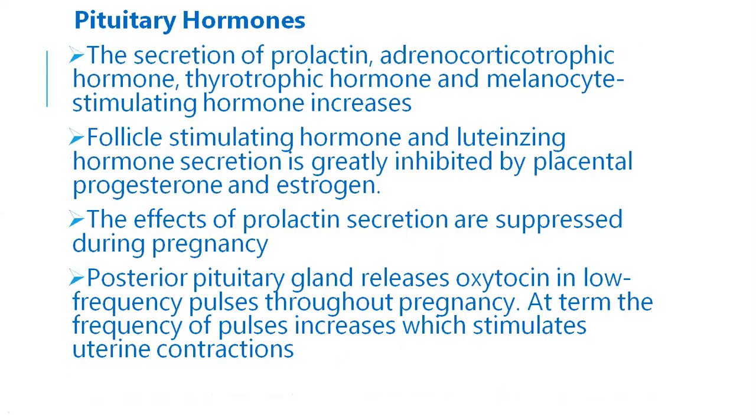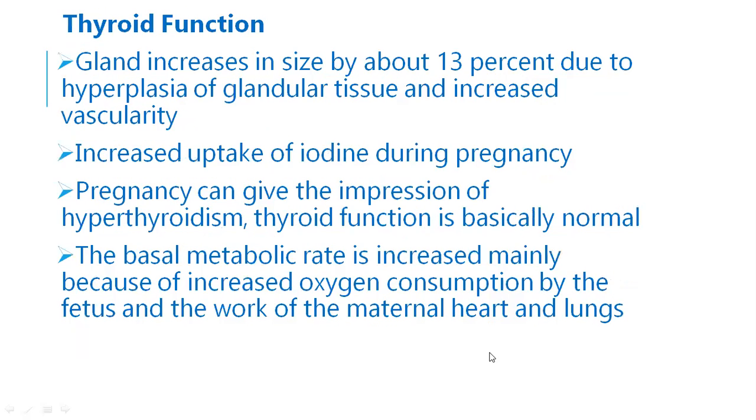Pituitary hormones: the secretion of prolactin, adrenocorticotropic hormone, thyrotropic hormone, and melanocyte stimulating hormone increases. FSH and LH secretion is greatly inhibited by placental progesterone and estrogen. The effects of prolactin secretion are suppressed during pregnancy. The posterior pituitary gland releases oxytocin in low frequency pulses throughout pregnancy. At term, the frequency of pulses increases and stimulates uterine contractions to facilitate delivery.